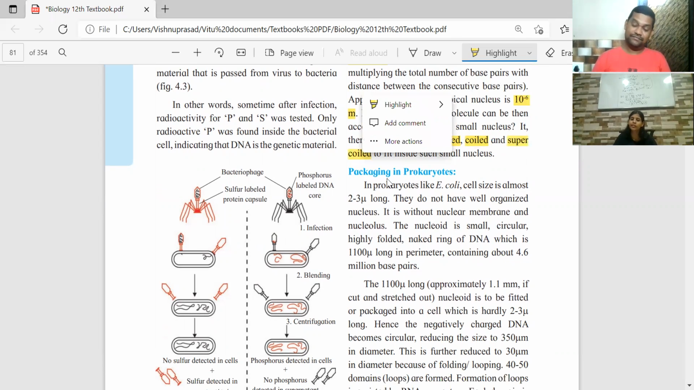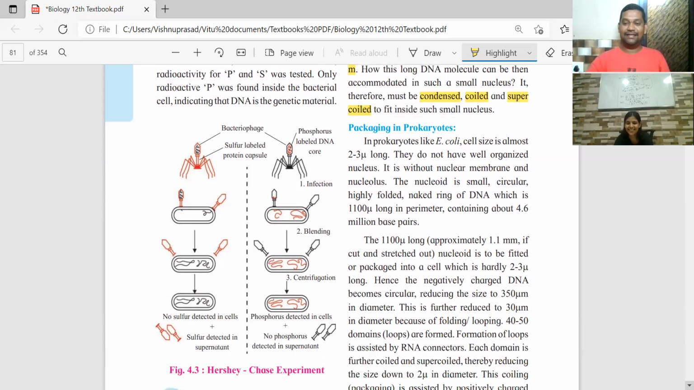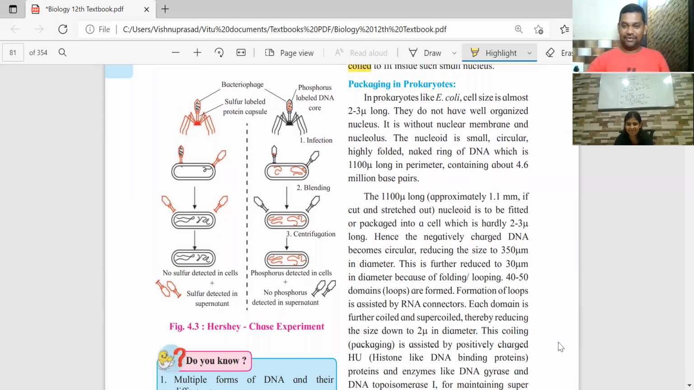Coiled and supercoiled, what is the difference? Condense करके छोटा कर दिया, and then उसको और supercoil किया so that it is squeezed inside the nucleus. Okay, so how is this packaging done for the prokaryotes as well as for the eukaryotes? Let us take a look at them differently. दोनों का packaging method अलग है.